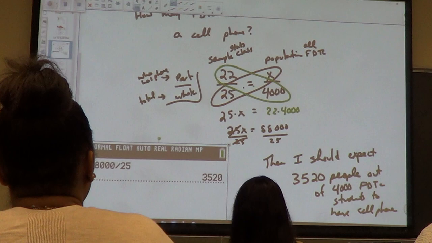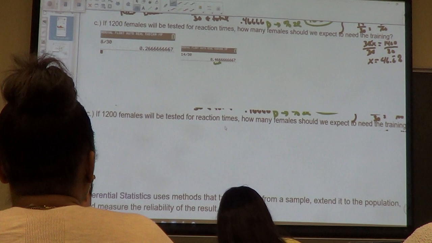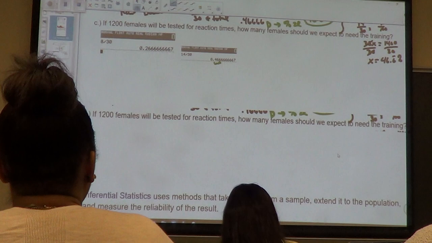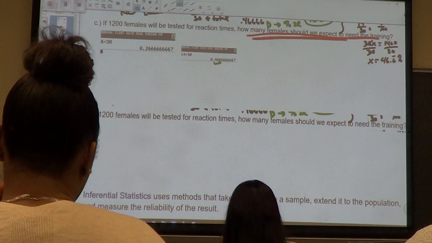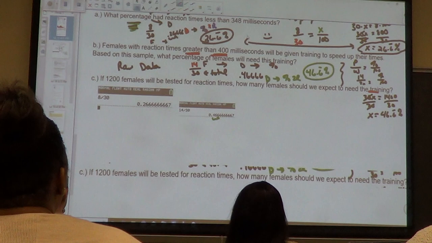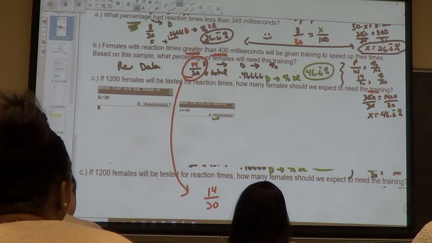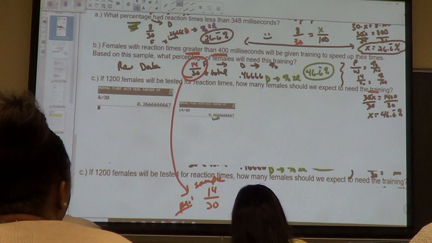Now, if I go back, y'all good for me to go back? If I go back to this problem, it says if 1,200 females will be tested for reaction times, how many females should we expect to need the training? So, right here, we've done the females that we expect to need the training. How many females should we expect to need the training? So these are the females that we expect to need the training, which was the previous problem, which was the 14 out of 30. Those are the ones from our sample. This is our sample part over whole. So what is our population going to be?